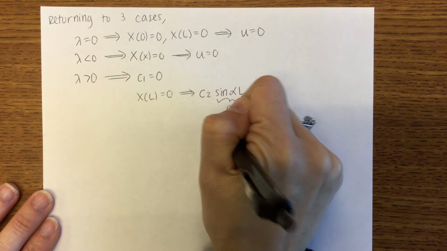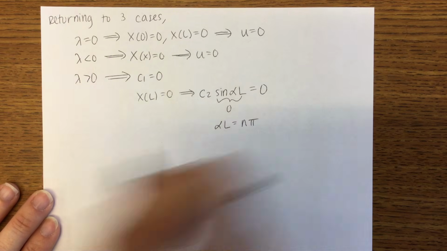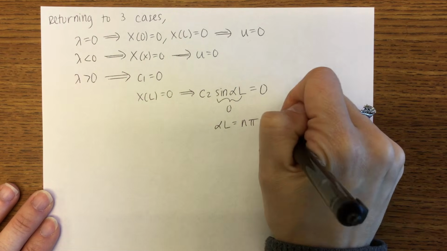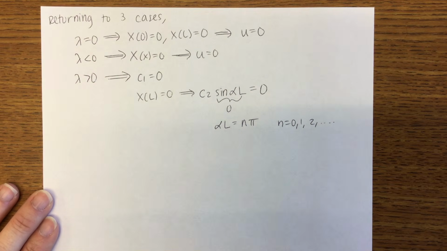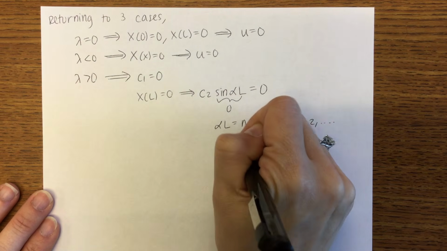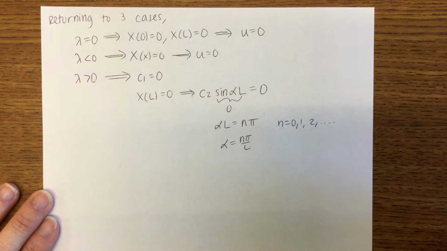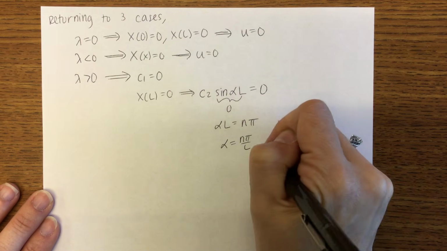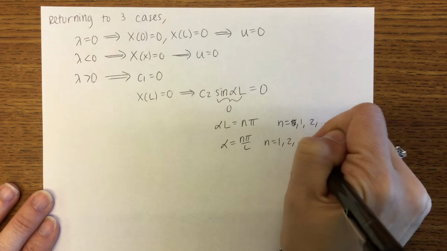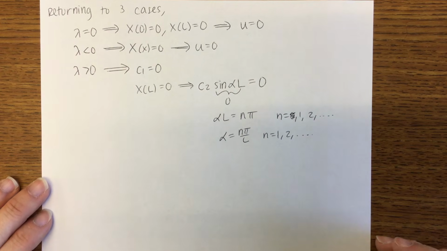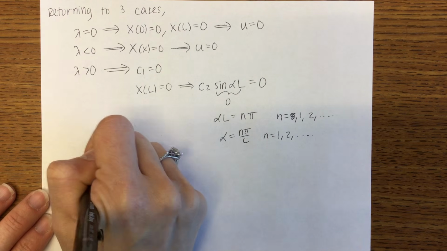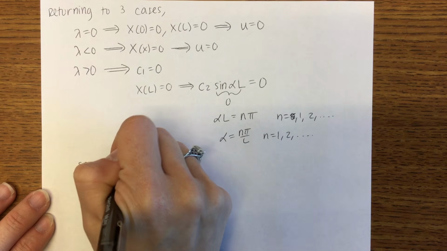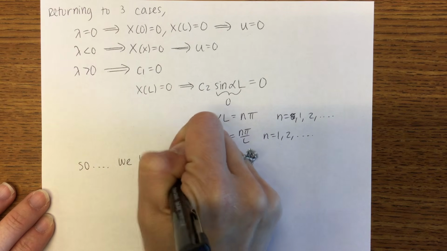So we said that sine is 0 at n times pi, if n is any integer. So we got our alpha to be n pi over L, when n is 1, 2, etc. Does that look familiar? Yeah. Okay, good. It should. So here's what that tells us. We have non-trivial solutions.